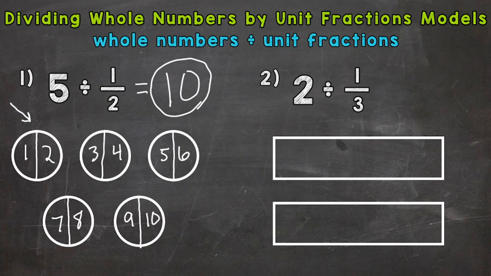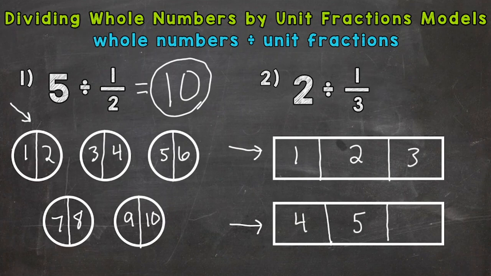So on to number 2, where we have 2 wholes divided by 1/3. So we have our 2 wholes here. We did rectangles for number 2, and we need to divide each of those by 1/3. So into thirds, and now we need to count how many pieces we have. Well, 1, 2, 3, 4, 5, and 6. So our answer to 2 divided by 1/3 equals 6.